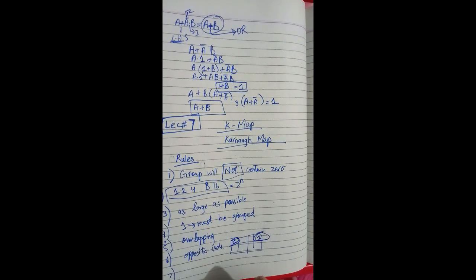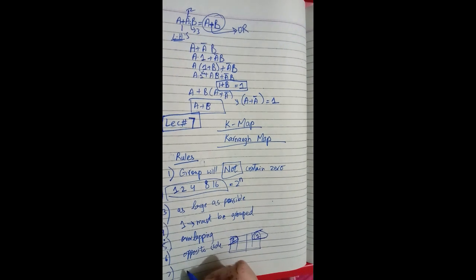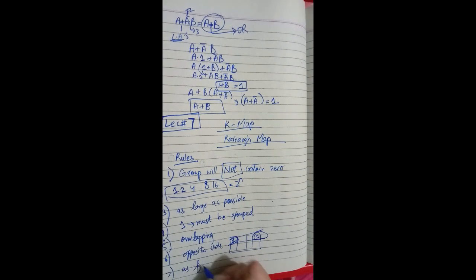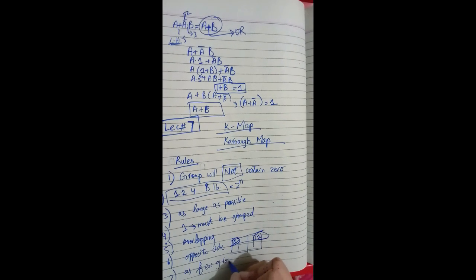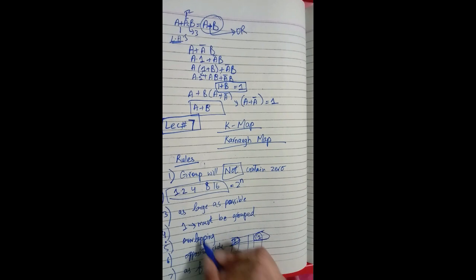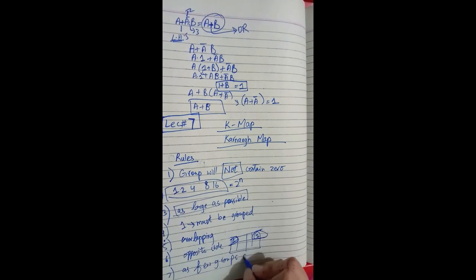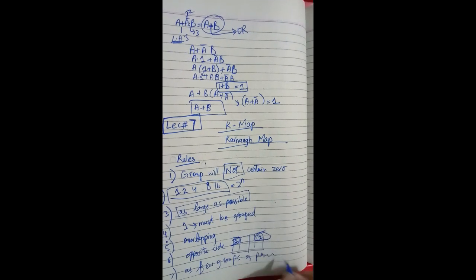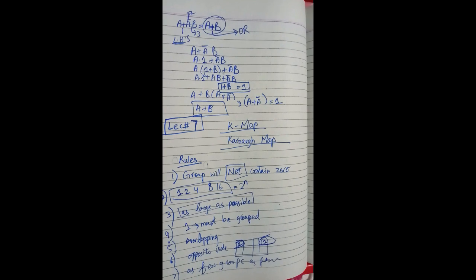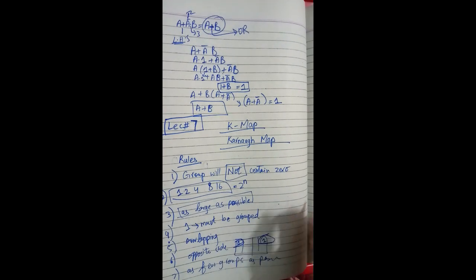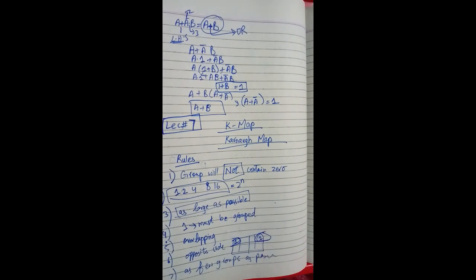The seventh rule is there should be as few groups as possible. That the number of groups should be less. There should not be too much groups. The group must be large, but the number of groups should be less. As few groups as possible. These are our 7 rules which we will use to make the Karnaugh Map.